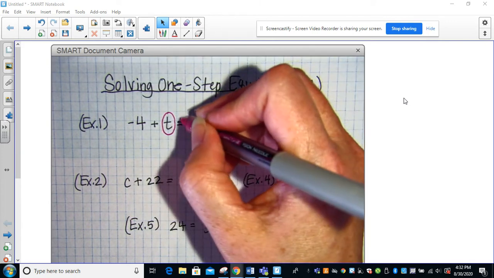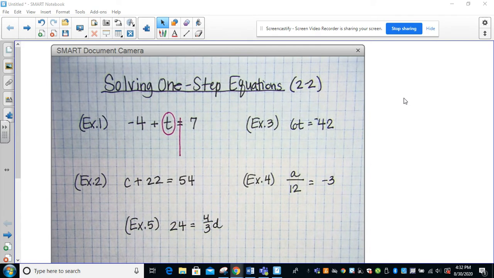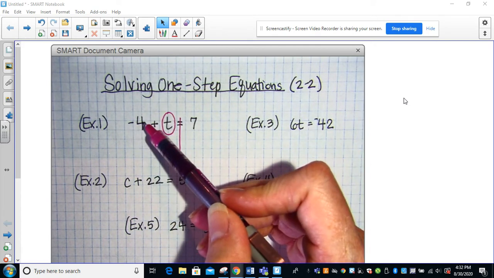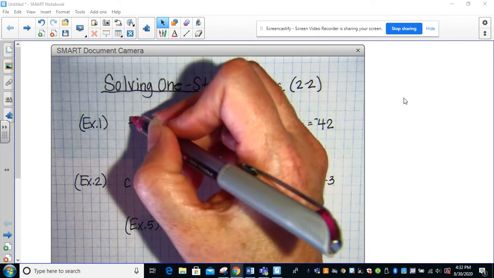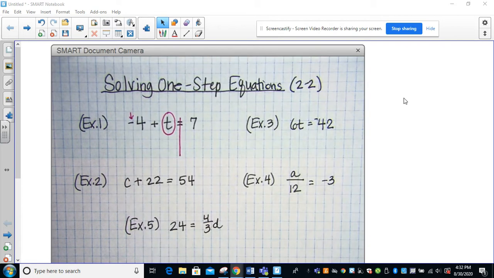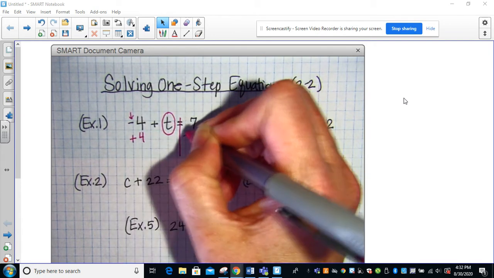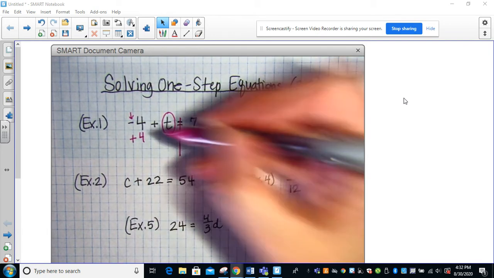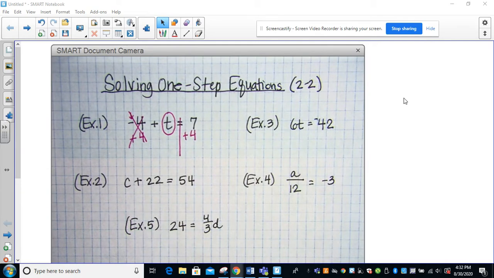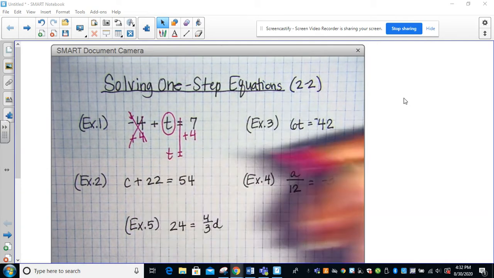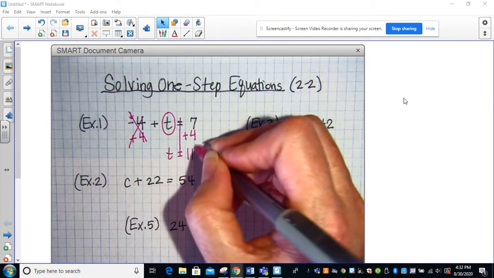So in order to do that, I'm going to keep my sides separated. I have to get rid of this minus 4. Since there's a minus in front of it, in order to get rid of that, we have to do the opposite of a negative or minus, which would be add 4 to both sides. That's the only way that that will cancel. And then you're left with t equals 7 plus 4 is 11.